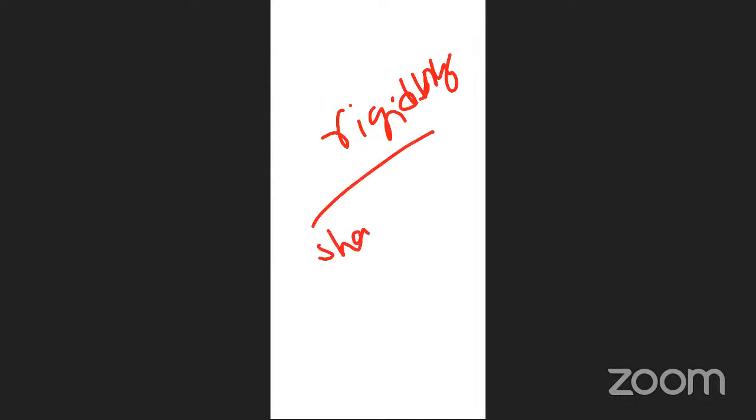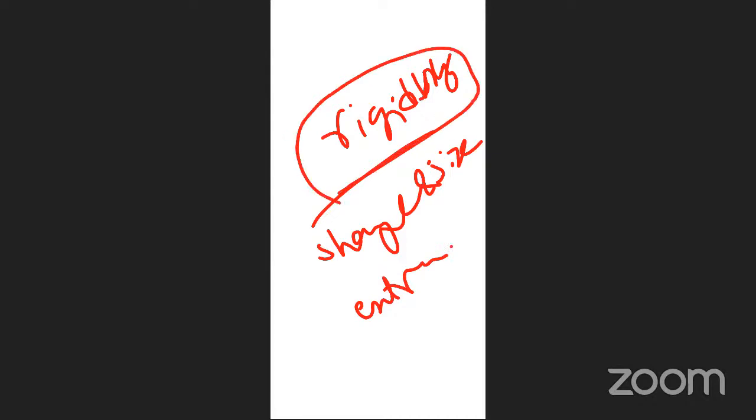Okay, and what is a rigid body? A body which does not undergo any change in shape or size by the application of external force is called a rigid body. Its shape and size do not change by the application of external force.